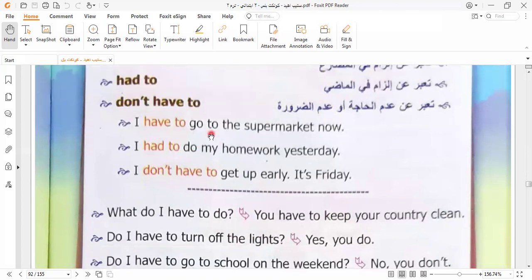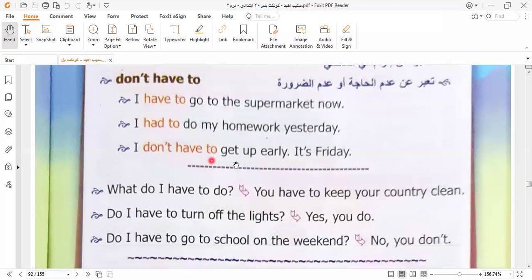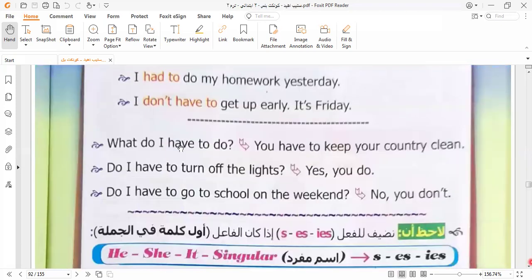I have to go to the supermarket now. So here is now, and have to here is the present. So have to describes what? Describing present now. I had to do my homework yesterday. So here I talk about the past tense, so I use here had to. I don't have to get up early. It's Friday.